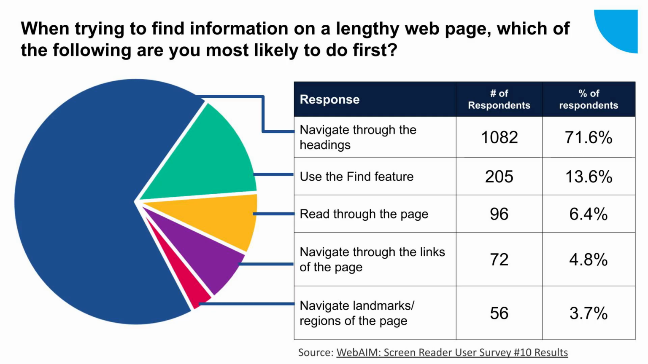What does this mean for you? It means your heading structure needs to function like a table of contents for your page. Headings should be descriptive, they should be properly nested to show hierarchy, and they should appear in logical order.